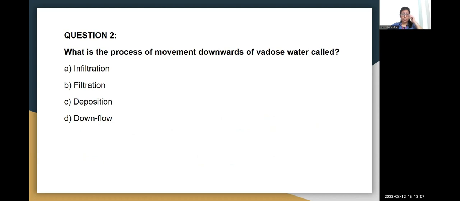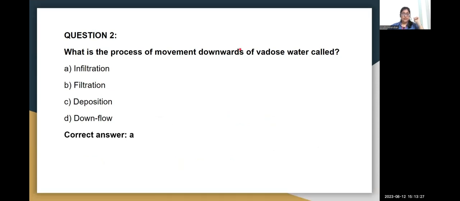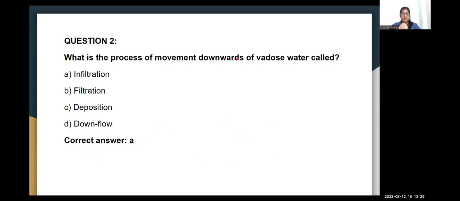We'll move on to the second question. What is the process of movement downwards of Vadose water called? Sorry, it's the downward movement of Vadose water. Is it called infiltration, filtration, deposition, or downflow? The downward movement of Vadose water is called infiltration.